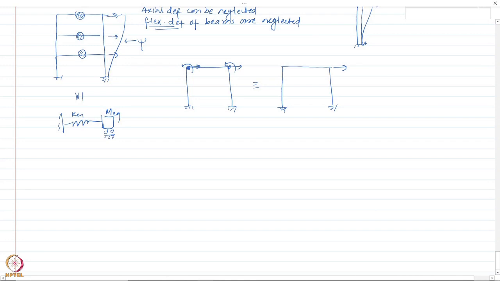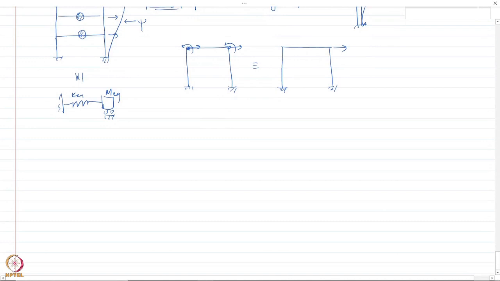So again, this is also an approximate method. I'm analyzing a multi-degree of freedom system, or a multi-story building, using a single degree of freedom system. The precursor for this is that we need to assume the deflected shape. In this case it is not called a shape, it is actually called a vector.